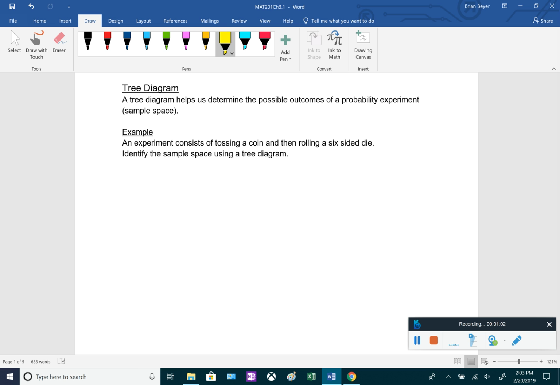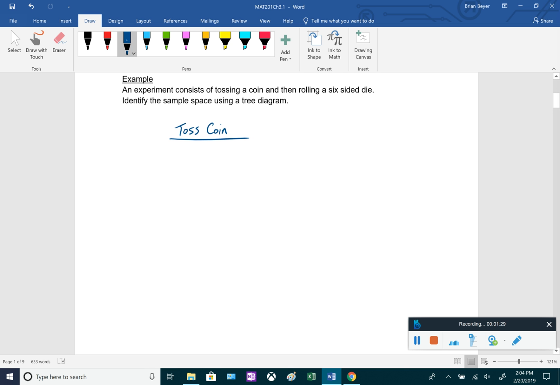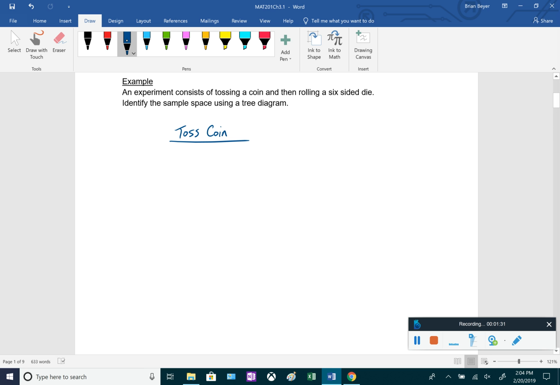As soon as you see the word sample space, we should be thinking set of all possible outcomes. So we want to know the set of all possible outcomes from tossing a coin and then rolling a six-sided die. So let's do a tree diagram. The first thing, we line them up like this. The first thing is tossing a coin. Then you put the options below for tossing a coin. When you toss a coin, we can either get heads or we can get tails.